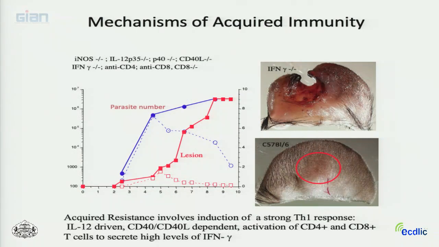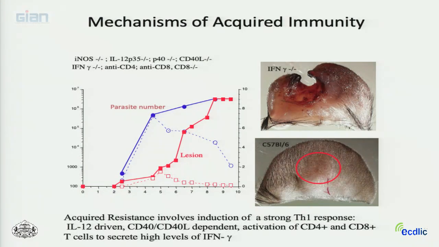So if you put L. major, again, these are needle challenges, in the footpad or the ear, in iNOS knockout mice, IL-12 knockout mice, either the p35 or p40 chain, CD40 ligand knockout mice, and of course interferon gamma knockouts, or if you treat the mice with antibodies against CD4, anti-CD8, or CD8 knockout animals, they'll all develop uncontrolled lesions and uncontrolled parasite loads in the skin.